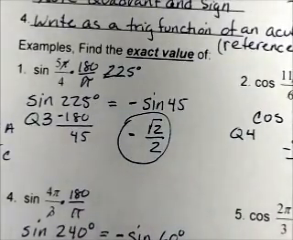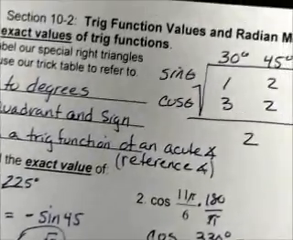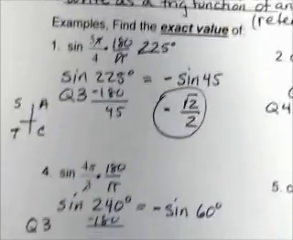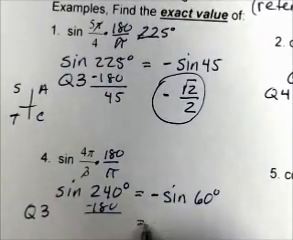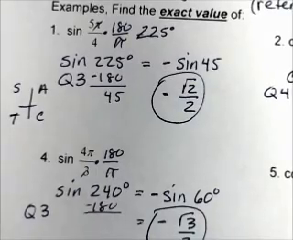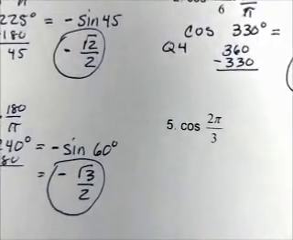Look up at the table. The sine of 60 is square root of 3 over 2. So this is equal to negative square root of 3 over 2. Is the exact value of sine of 4 pi over 3 radians.